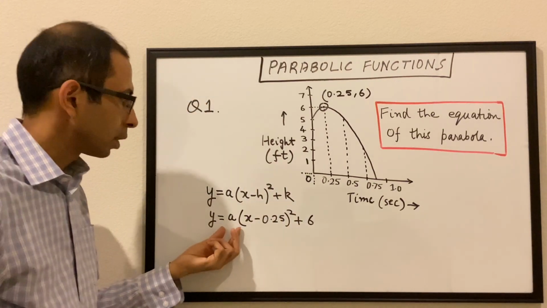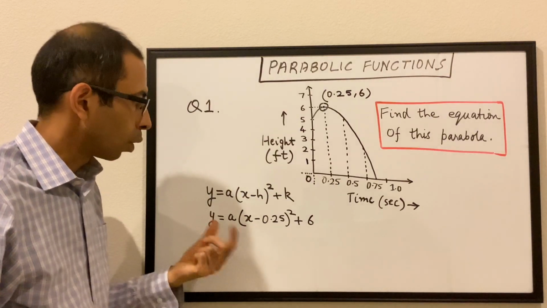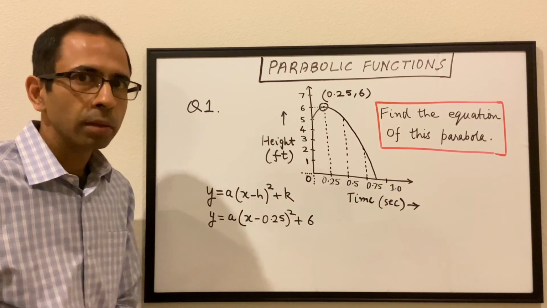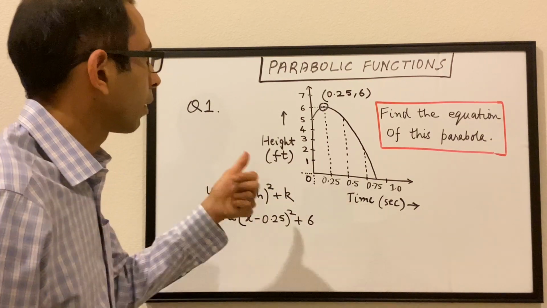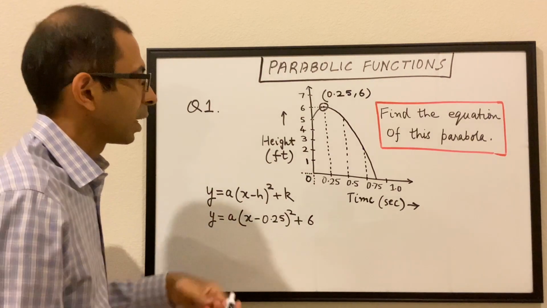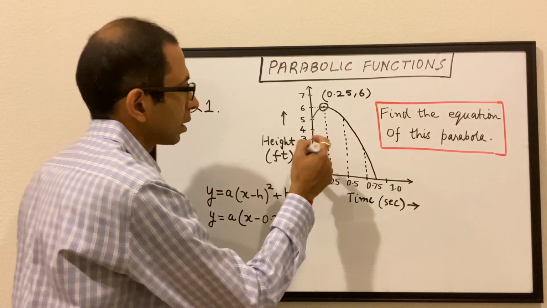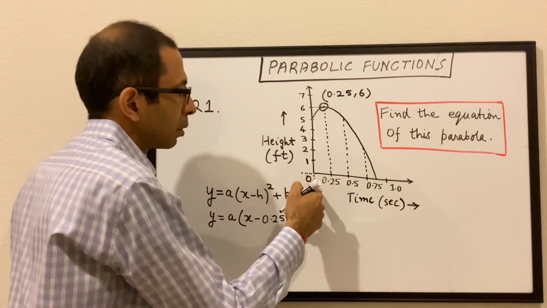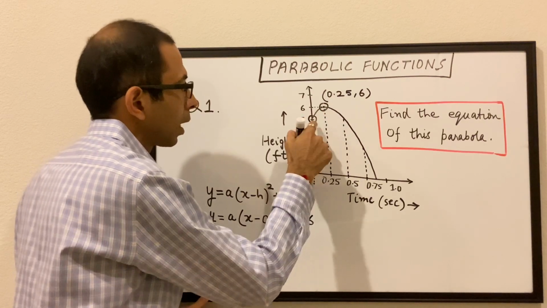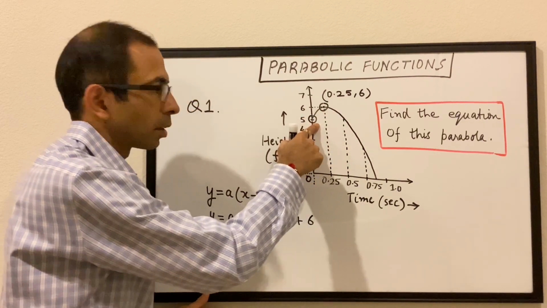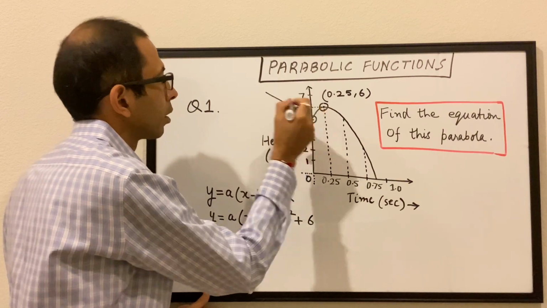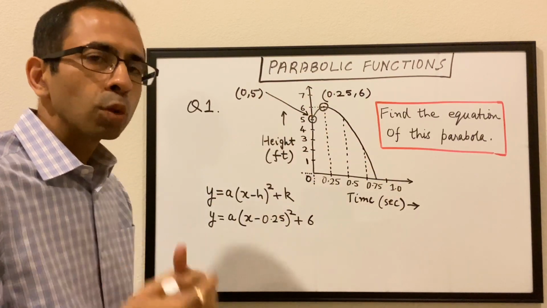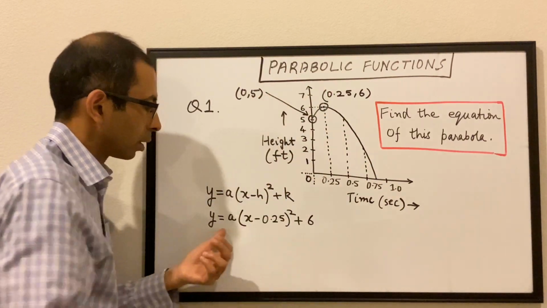But we don't know the value of this constant a here, correct? So all we got to do is to find the value of a, and once we have found that, then we will have the equation of the parabola. Now, we have another piece of information which we can use to find the value of a, and that piece is the initial height from where the ball is thrown. So at time t equal to 0, the initial height is 5 feet. So this point, 0,5, is also a part of the parabola. So we can actually plug in this point and solve for a.